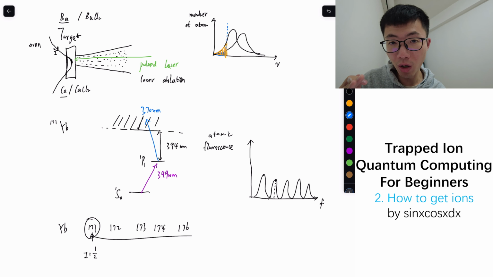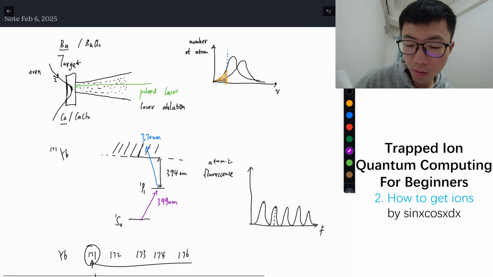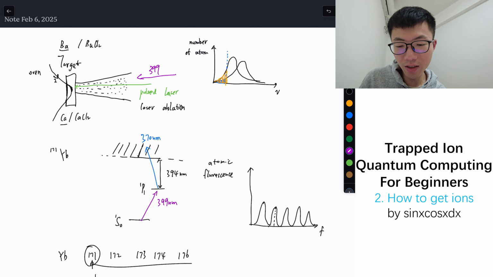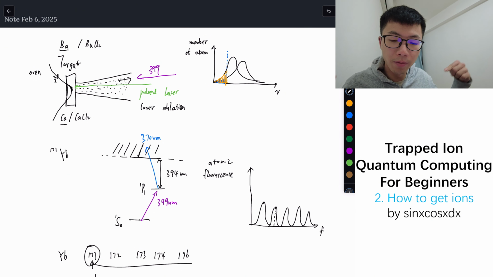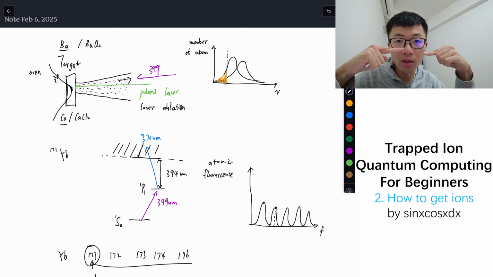And the next problem is how can we shine the 399 laser on the atoms. There are multiple different directions. For example, we might have this direction, 399. Is it okay? Yes, it's okay, but there are problems, which is called the Doppler effect. The atoms are going towards this direction, and the atom and the light are going towards each other. So it will face the Doppler effect.